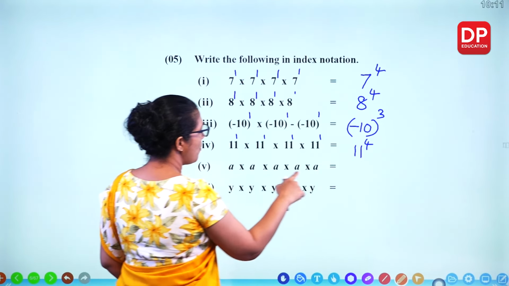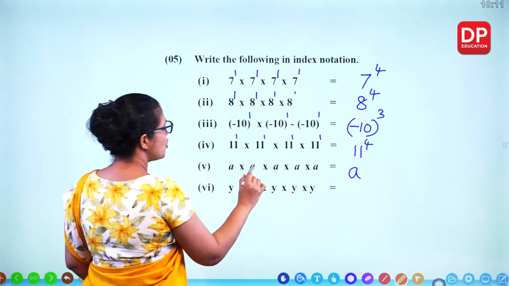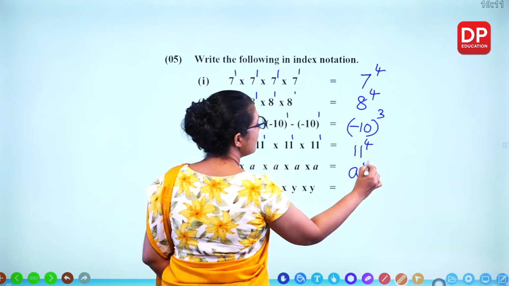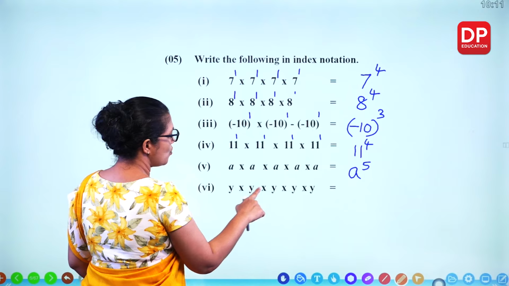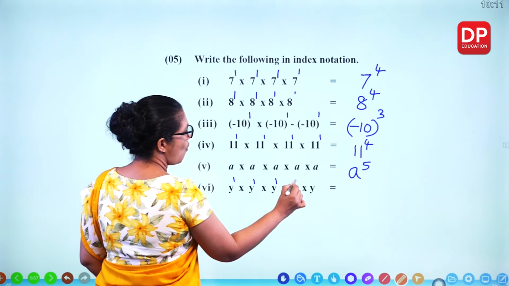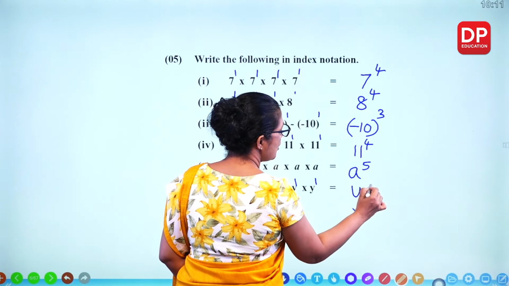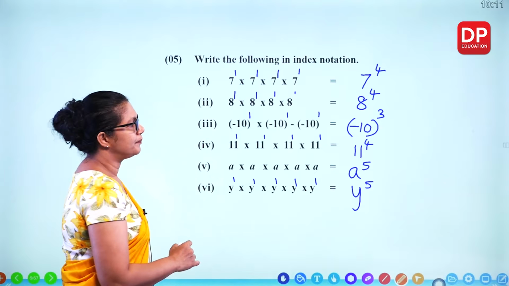Here, how many A's are there? 1, 2, 3, 4, 5. A to the power 5. How many Y's are there? 1, 2, 3, 4, 5. Y to the power 5.